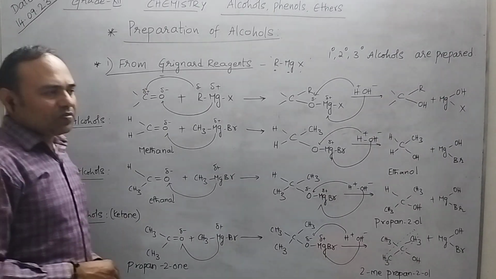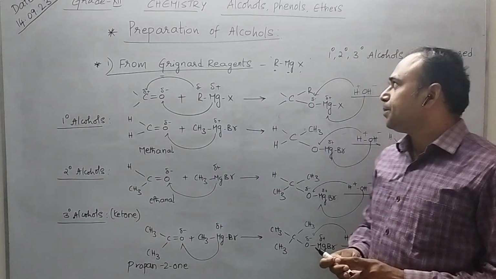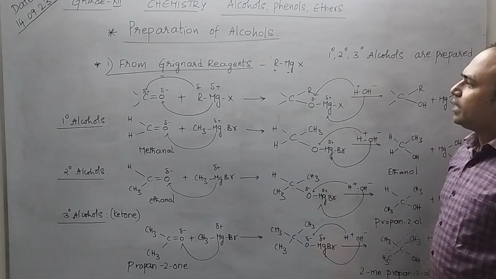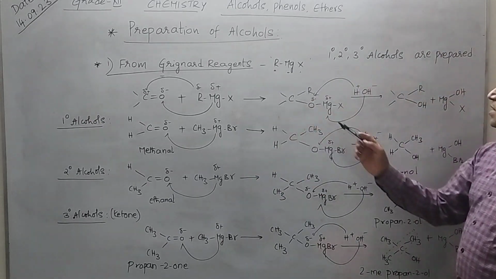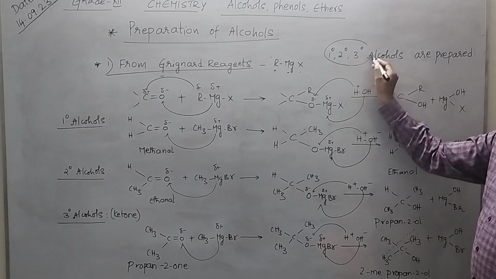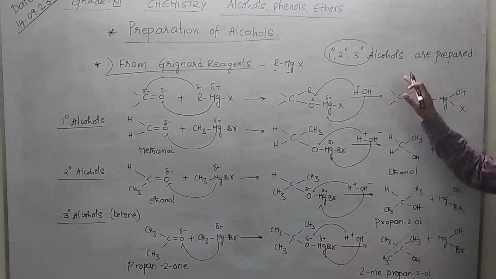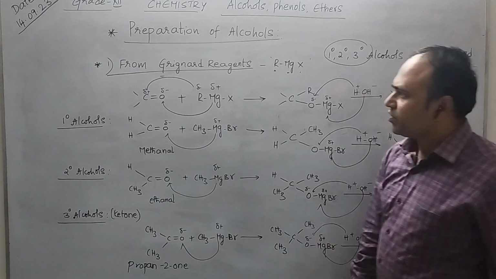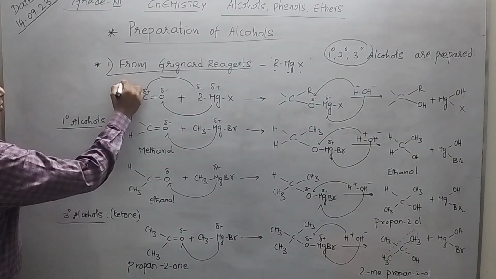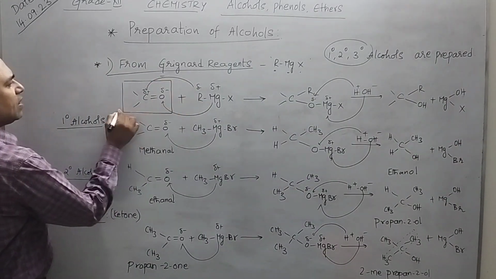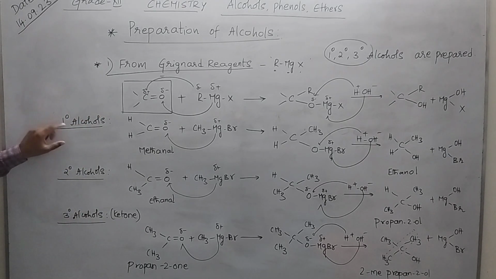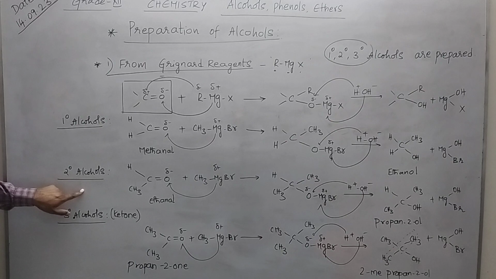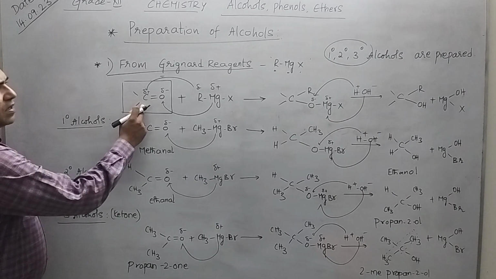Now let us see the first method, that is from Grignard reagent. So alkyl magnesium halide, we can take CH3MgBr. Now using this method we can prepare all three types, that is primary, secondary and tertiary alcohols. First, if you see this general equation, you can take aldehydes or ketones here. If you take formaldehyde, you prepare primary alcohols, and with other aldehydes, secondary alcohols. Now this is a general equation.